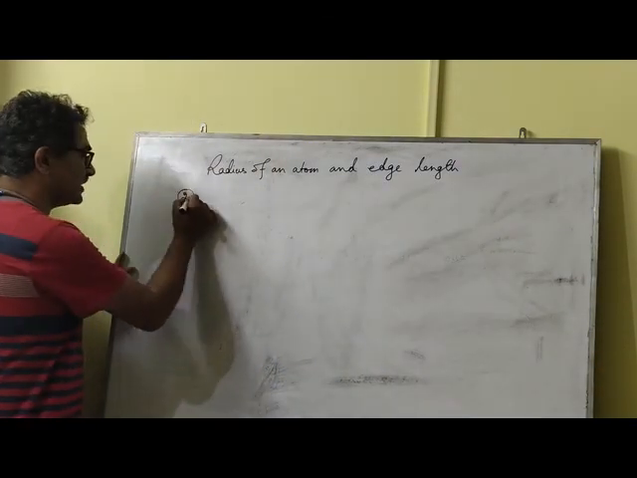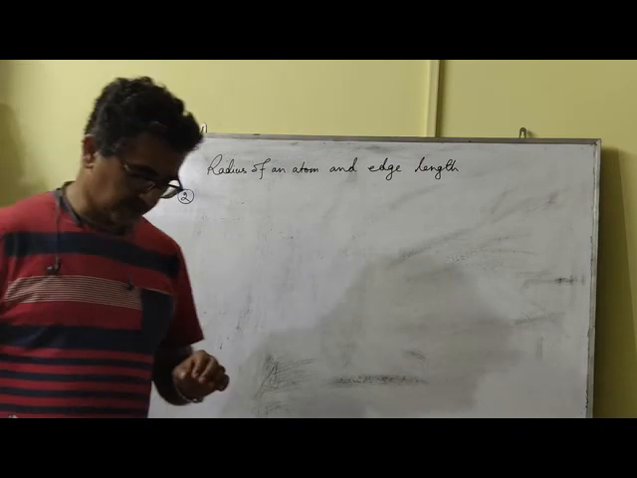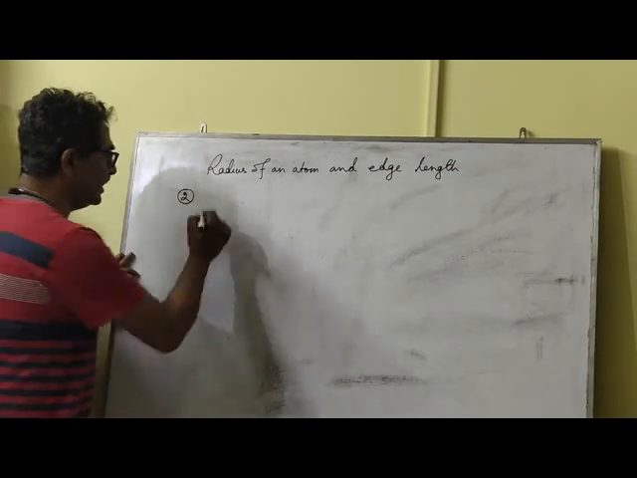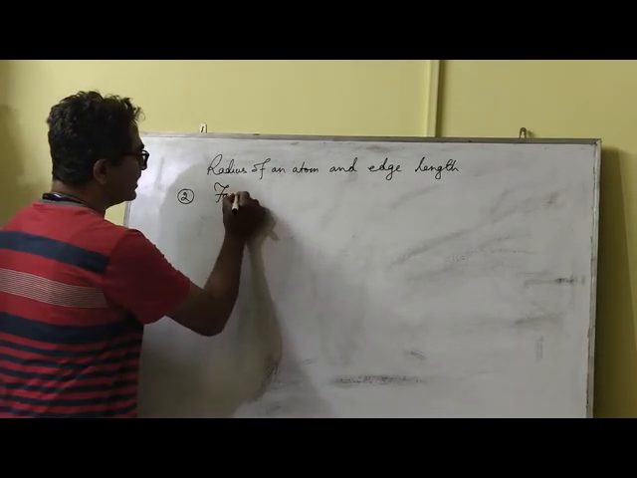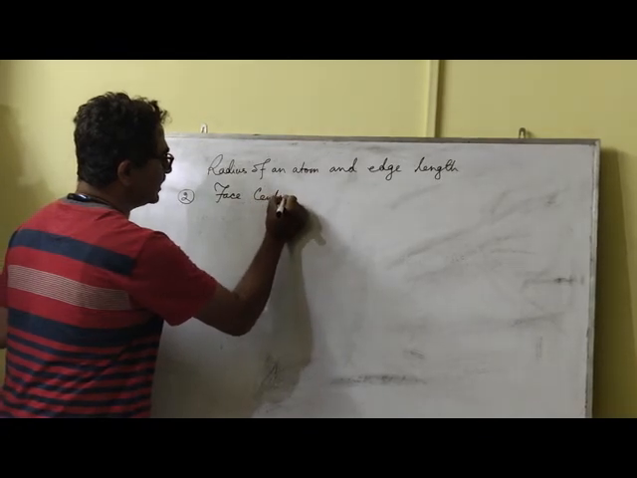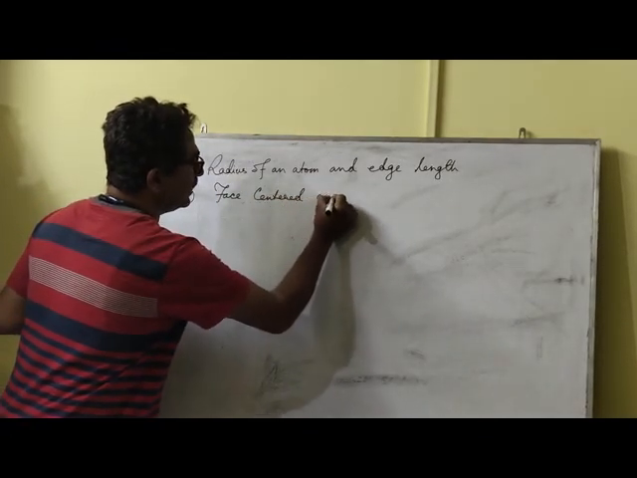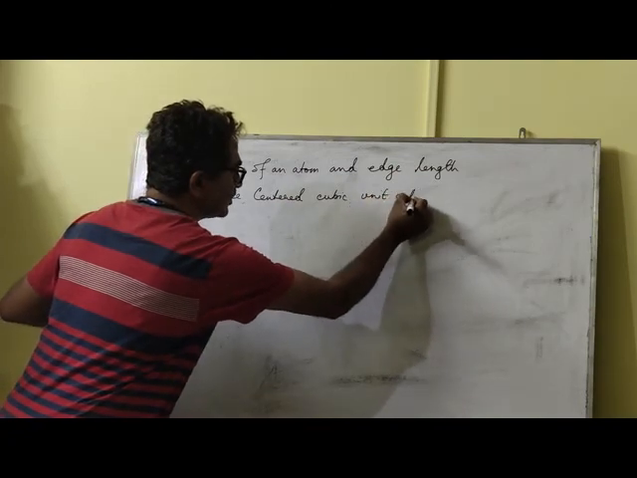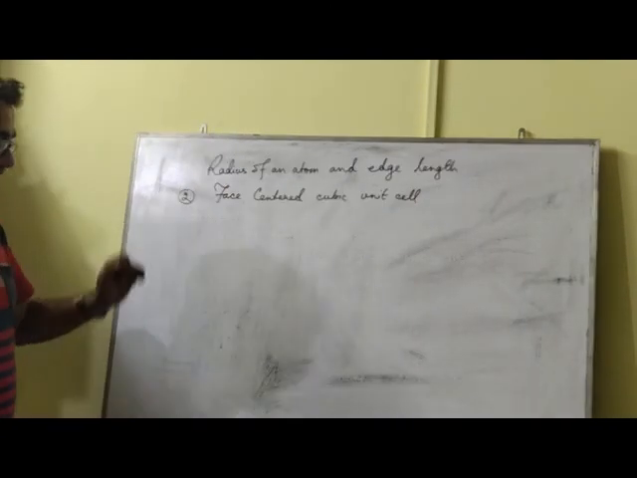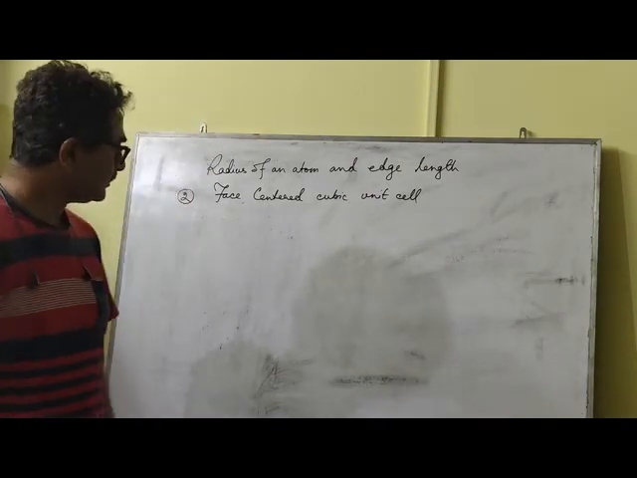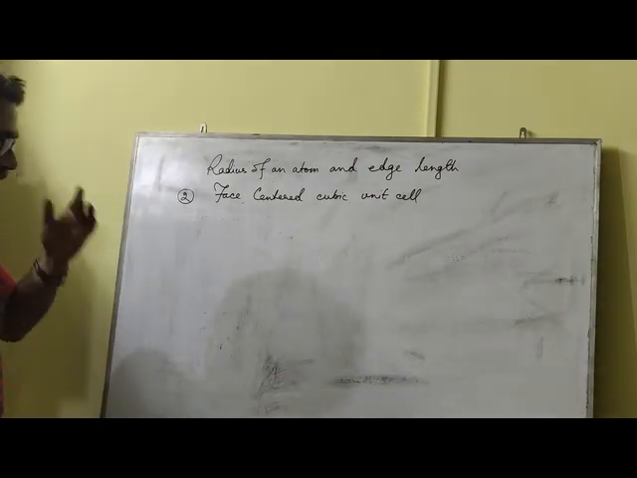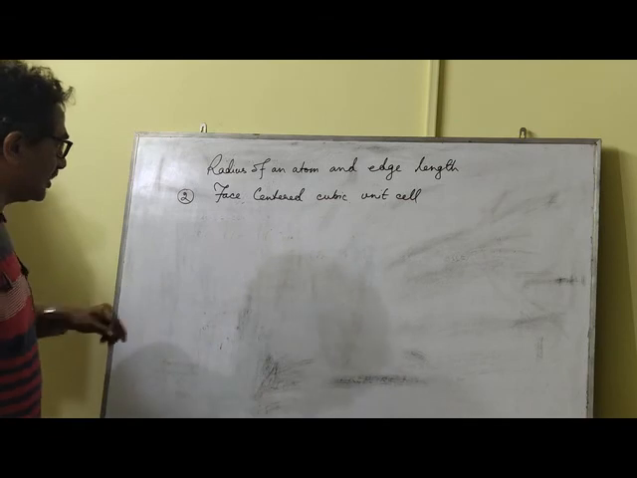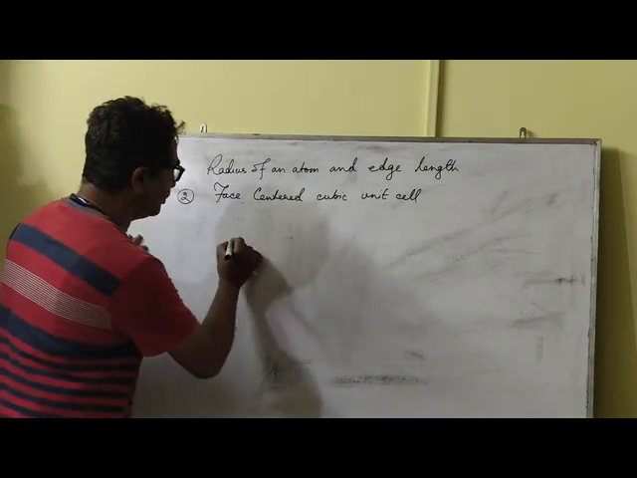So now we are going to learn the second type of cubic unit cell, that is the face-centered cubic unit cell. This is what we are going to learn in the second situation. So here, first of all, let me draw the cubic unit cell.